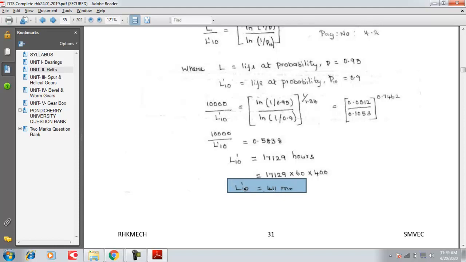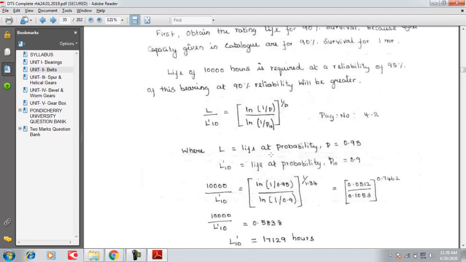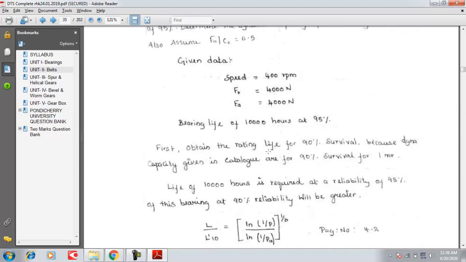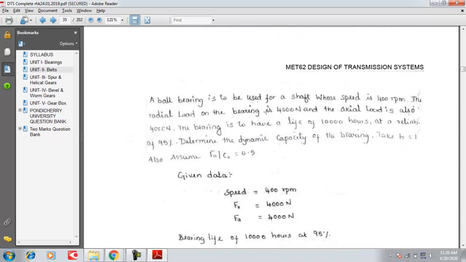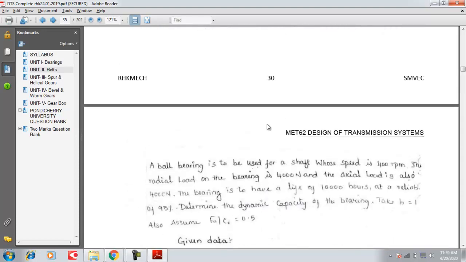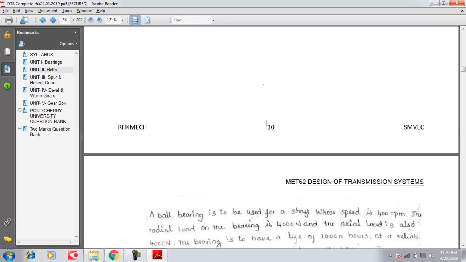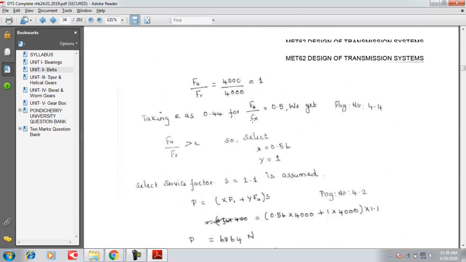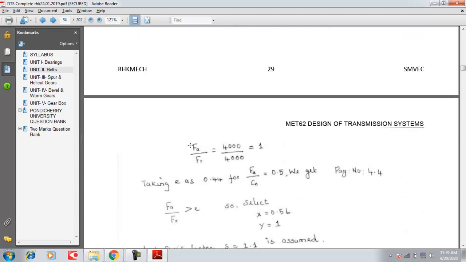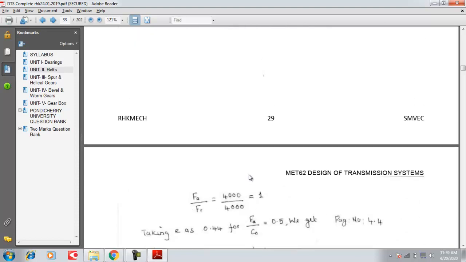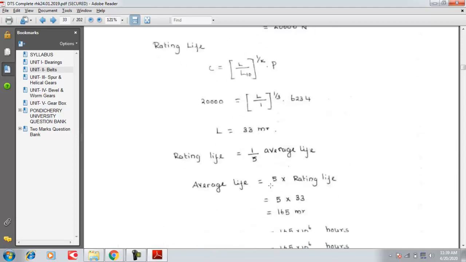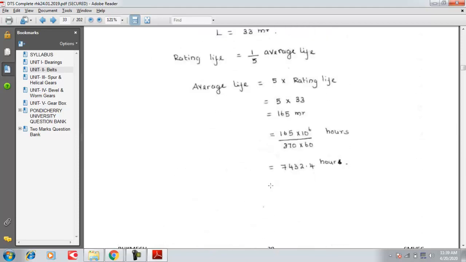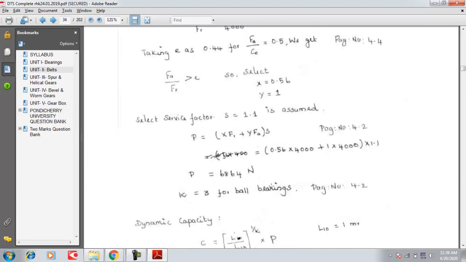After finding L dash 10 for 90% survival, you have to calculate the dynamic capacity. That's what they have asked. In this problem, the pages are arranged wrongly. The page before the problem is the next page. That is FA by FR. After calculating the value of L dash 10, you can calculate FA by FR.